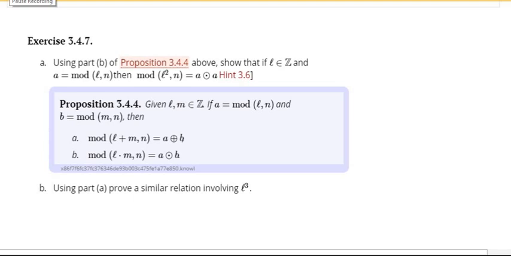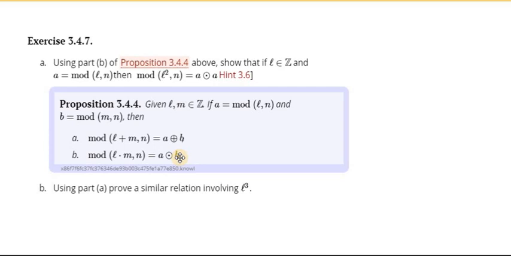Okay, let's see how this applies in an actual example. This was on the homework, exercise 3.4.7. Use part B of proposition 3.4.4. Show that if L is an integer and A is the remainder of L mod n, then the remainder of L squared mod n is A ⊙ A. All right, so part B of this proposition says, given L and M are two integers, if A is L mod n and B is M mod n, then looking down at part B gives me (L times M) mod n is equal to A ⊙ B.